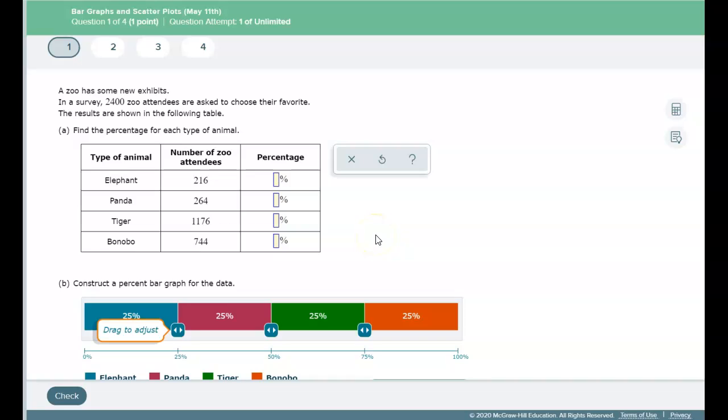A zoo has some new exhibits. In a survey, 2,400 zoo attendees are asked to choose their favorite. The results are shown in the following table. So A, find the percentage for each type of animal. So it gives you elephant, panda, tiger, but not bonobo, I guess. And then the number of zoo attendees, 216, 264, 1176, and 774. So then it wants to know what is the percentage for each animal.